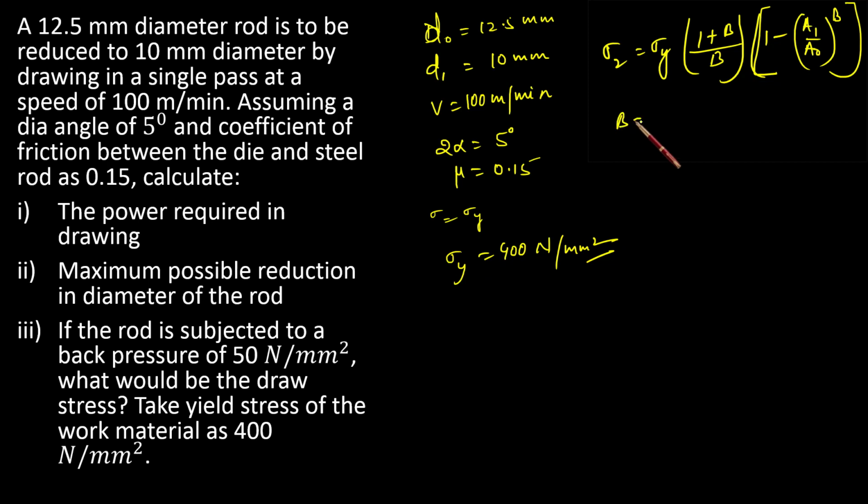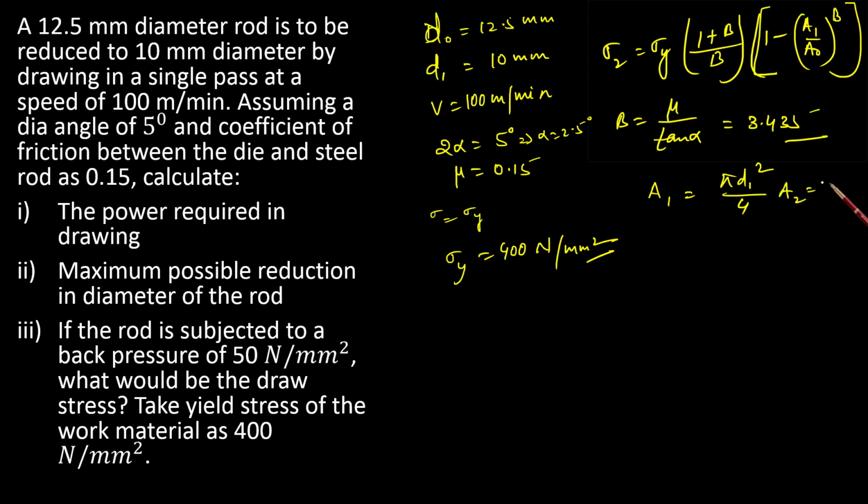B is equal to mu upon tan alpha. Mu is given, tan alpha we will calculate, so that is generally 3.435. Alpha is given here as 2.5 degree. Sigma y is given, and A1 will be pi d1 squared divided by 4, and A0 is equal to pi d0 squared by 4. Clear?